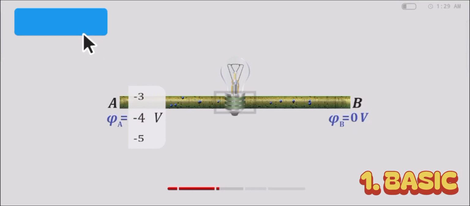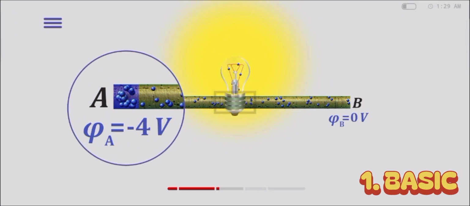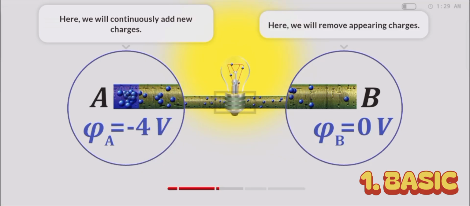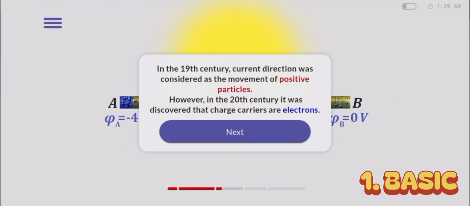Select the value equal to -4 volts. Here we will continuously add new charges. Here we will remove appearing charges as long as the potential difference is maintained.